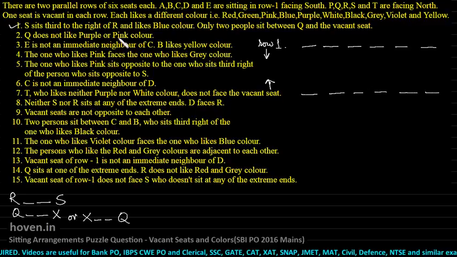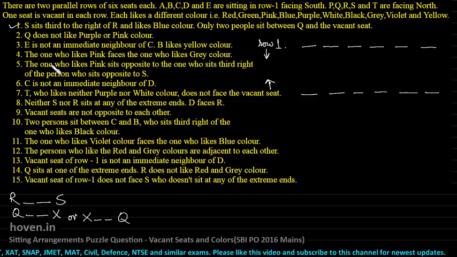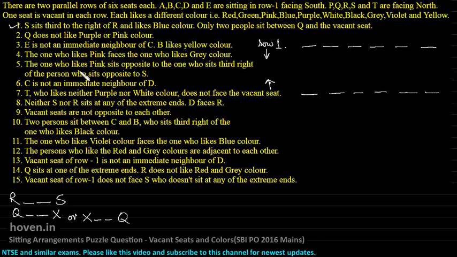Q doesn't like purple or pink color. This we can skip right now. E is not an immediate neighbor of C. We don't know where C is, so nothing of that sort is possible. B likes yellow color. We don't know where B is sitting. This can be tackled later. The one who likes pink faces the one who likes grey. Absolutely nothing to be done for this also. The one who likes pink sits opposite to the one who sits third right of the person who sits opposite to S. We don't know the position of S also, so nothing can be done for this yet.